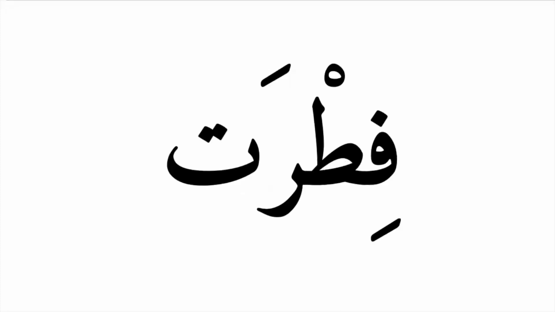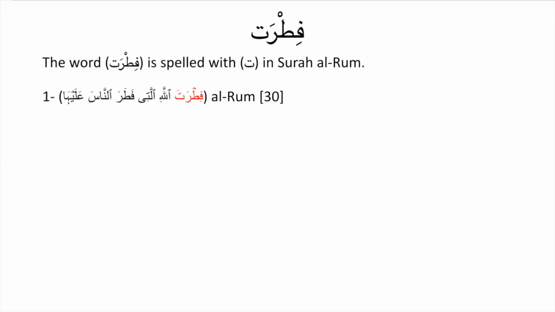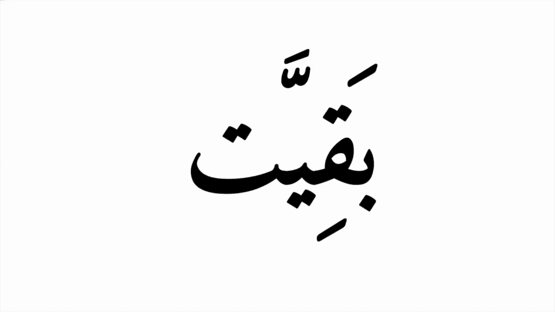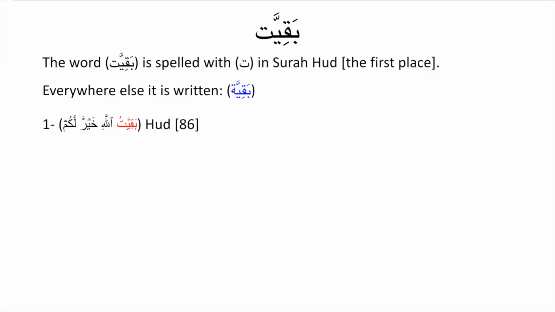The next word, fitrat, has been spelled with a ta in Surah Ar-Rum. فِطْرَةَ اللَّهِ الَّتِي فَطَرَ النَّاسَ عَلَيْهَا. The next word, baqiyat. This is spelled with a ta in Surah Hud, the first place it appears. Everywhere else, it is written with a ta marbuta. That's in Surah Hud, ayah 86. Baqiyatullahi khayrun lakum.